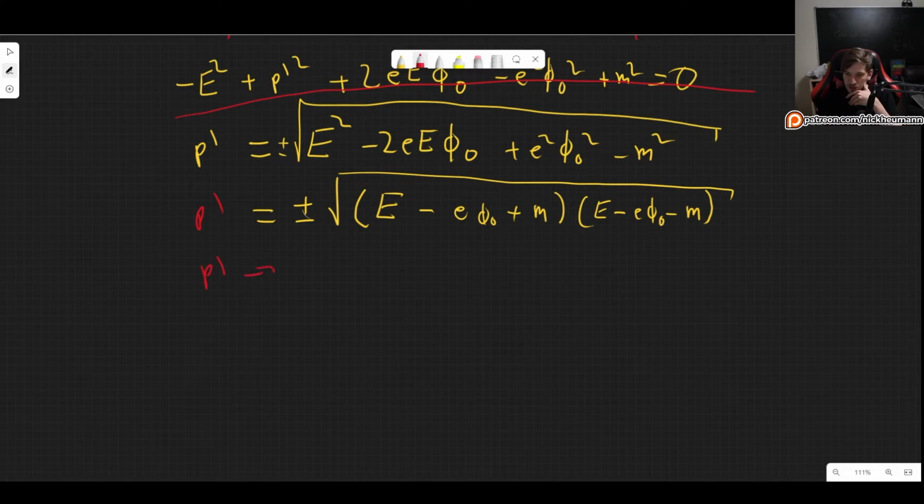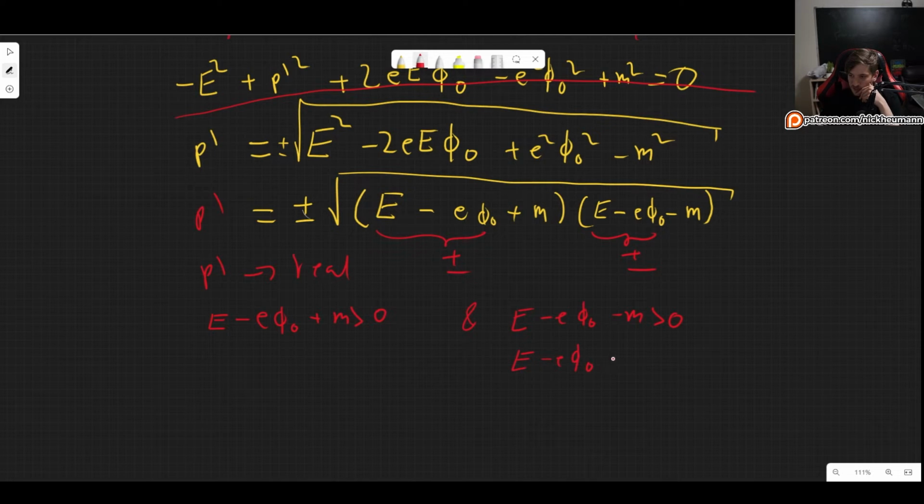If we want P prime to be real, we need this to be positive and this to be positive, or both to be negative. Let's go for the first condition. If they are both positive, that means E minus E phi 0 plus M is greater than 0, and at the same time E minus E phi 0 minus M is greater than 0. So both of them at the same time. The simplest condition to see is E minus E phi 0 is greater than M.